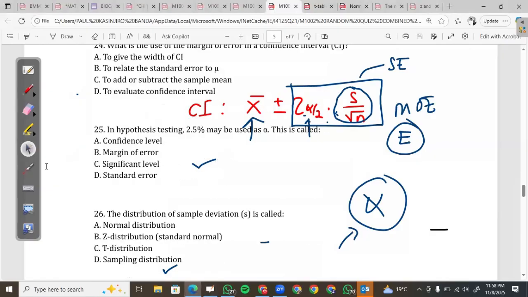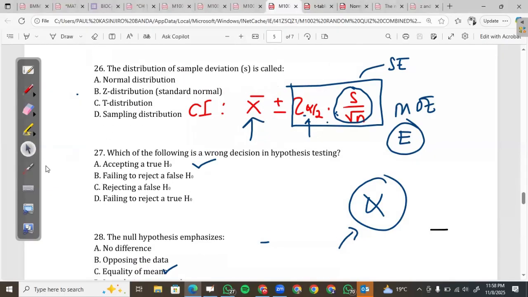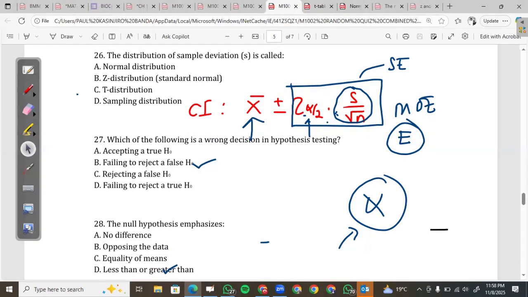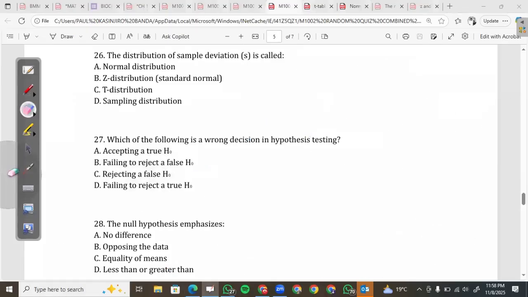Okay, and then we move to questions 26, 27, and 28 on this page. The distribution of sample deviations S is called the sampling distribution. This one is straight from your notes. Whenever you are talking about the distribution of samples, just know that it's a sampling distribution.